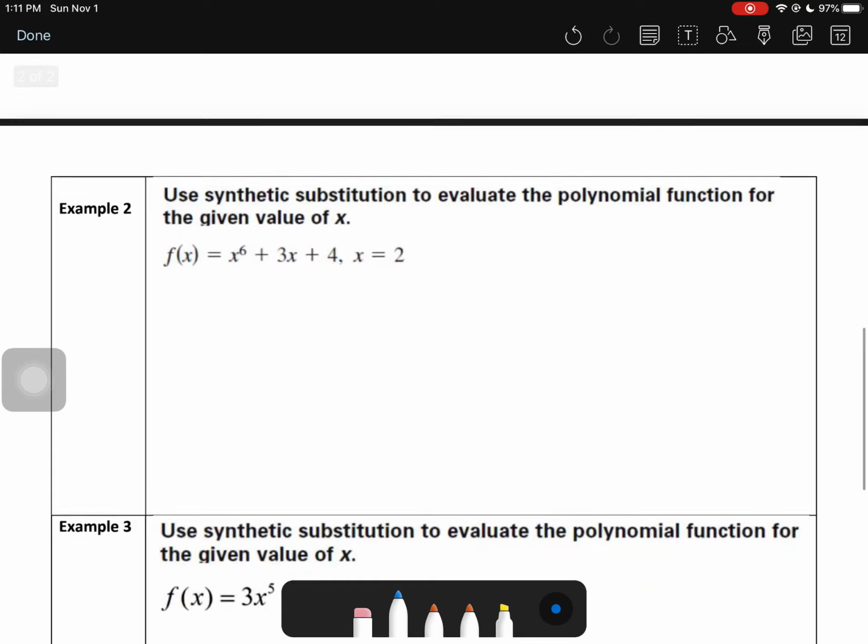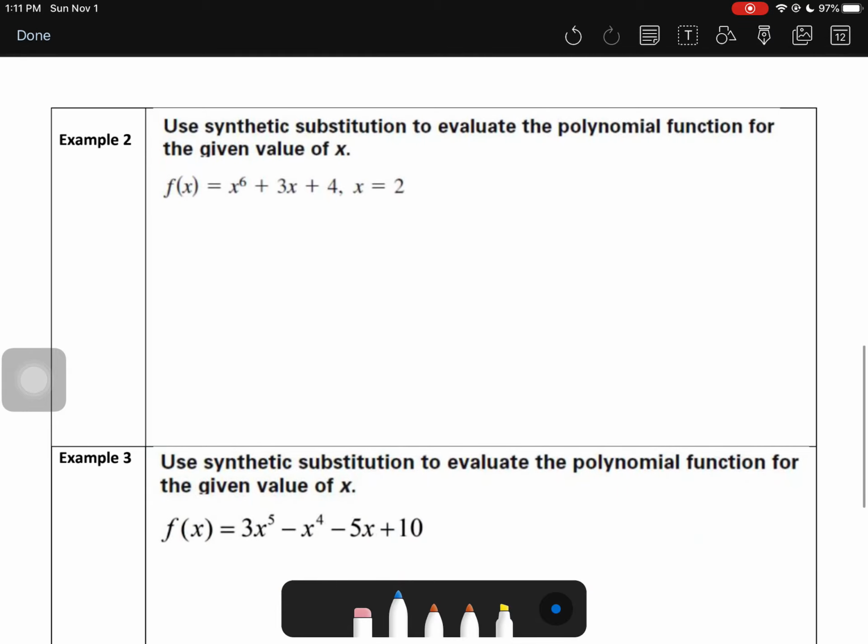Okay, let's try another one. x to the 6th plus 3x plus 4. This is in standard form, so we're going to put our 2 out front. We have a 1 in front of our x to the 6th. We do not have an x to the 5th. We do not have an x to the 4th. We do not have an x cubed. We do not have an x squared. But we do have an x, which would be a coefficient of 3, and then we put our constant term.